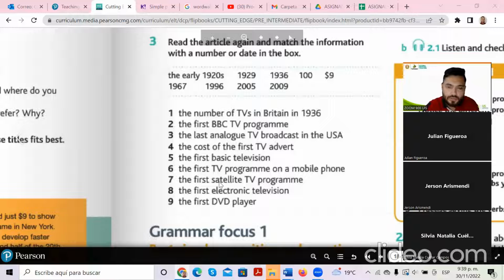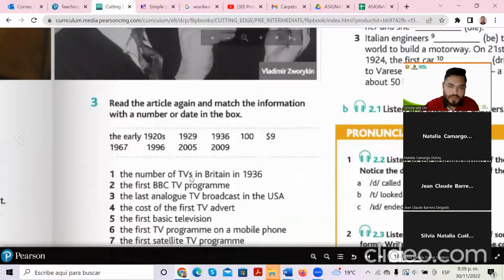Six, now seven. The first satellite TV program. 1967. Yeah, that's correct. Thank you. Eight, the first electronic television. 1929. That's correct. And last but not least, number nine, the first DVD player. 1996. Yes. Okay, good. Thank you very much.